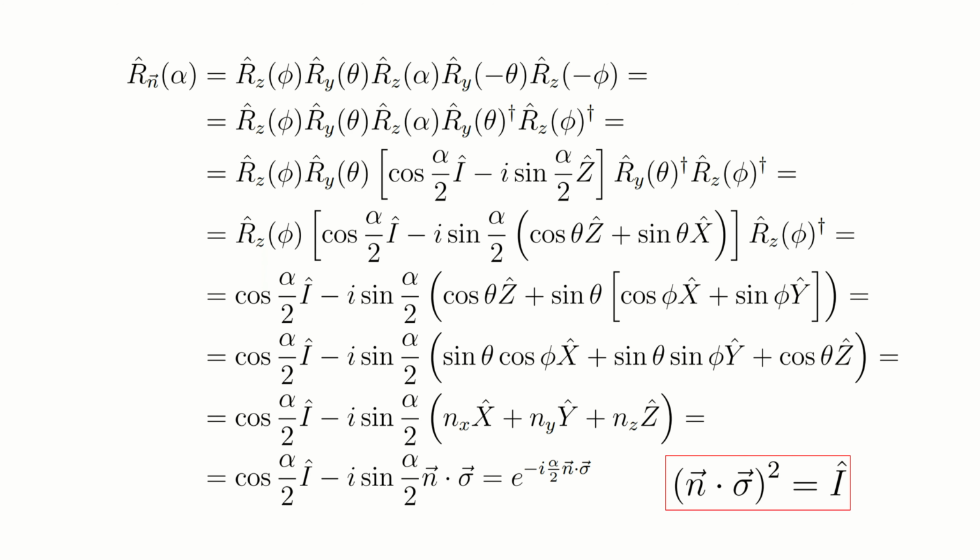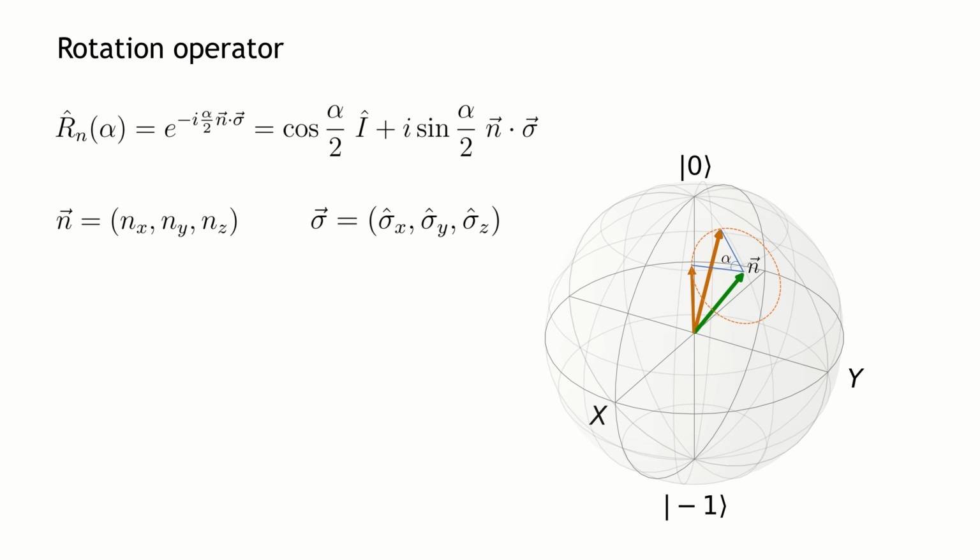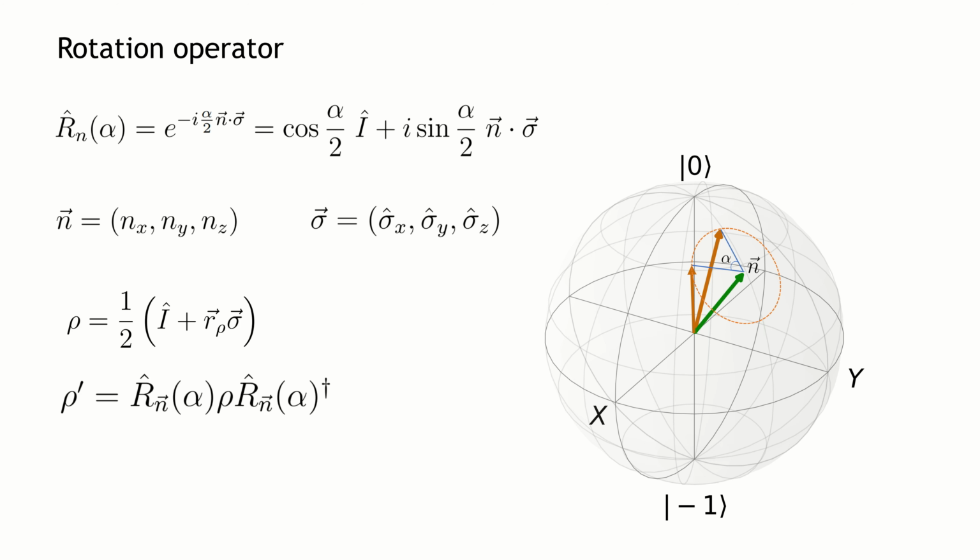Since (n·σ) squared is equal to a unit matrix, which is proved in the video about the decomposition of the matrix exponential, we can use the exponential form for the rotation operator. So, this operator transforms a state ρ such that its Bloch vector r_ρ is rotated around the n-axis by angle alpha. Or equivalently, for the state vector we can write the following expression.